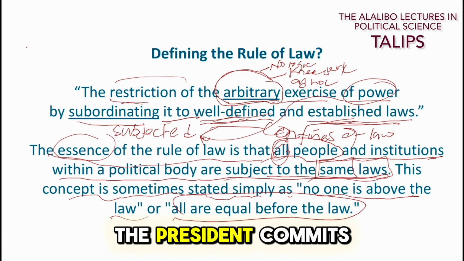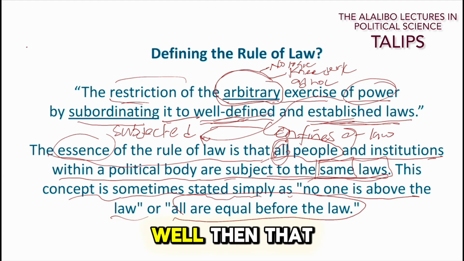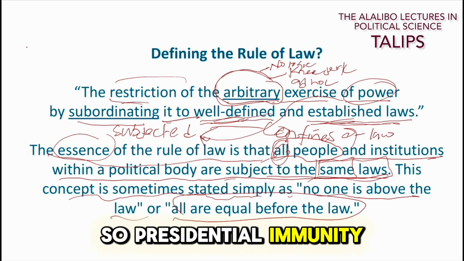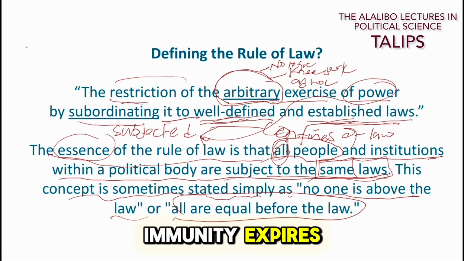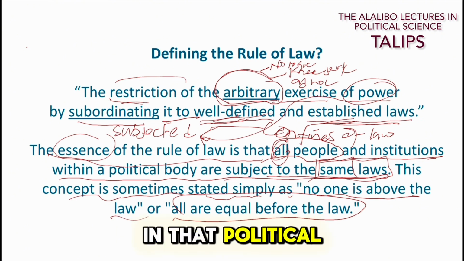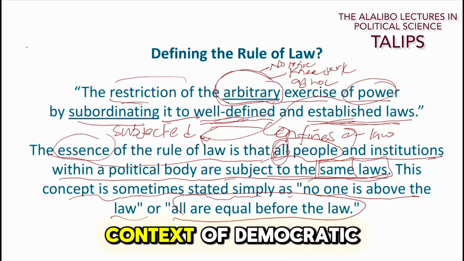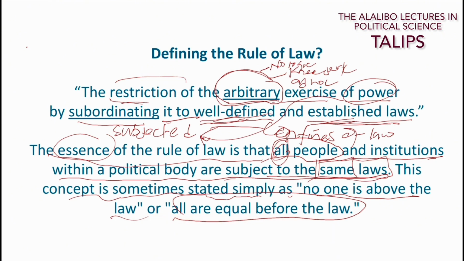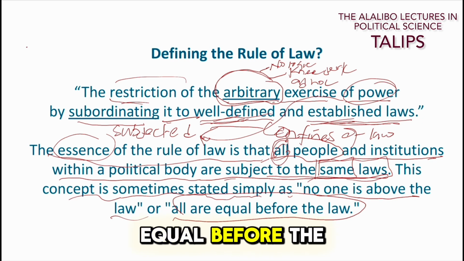That means if the president commits a crime, well, then that president will be liable. Now, there's something called immunity, right? So presidential immunity is there. And when immunity expires, sometimes they can go after the president. But nevertheless, the president is subject to the same law as the least powerful person in that political body. That is the rule of law. We'll talk about rule of law in the context of democratic society and the practice of democracy and ensuring that the law reigns supreme. That's what it means. All are equal before the law.